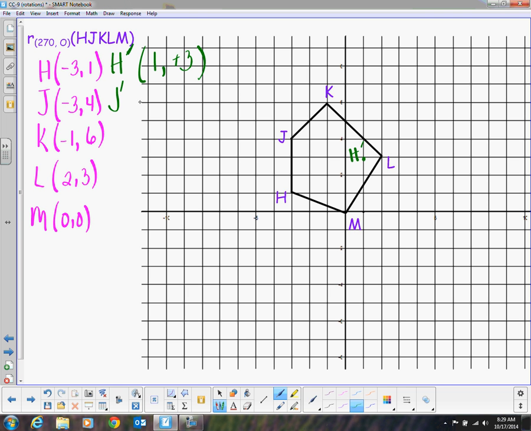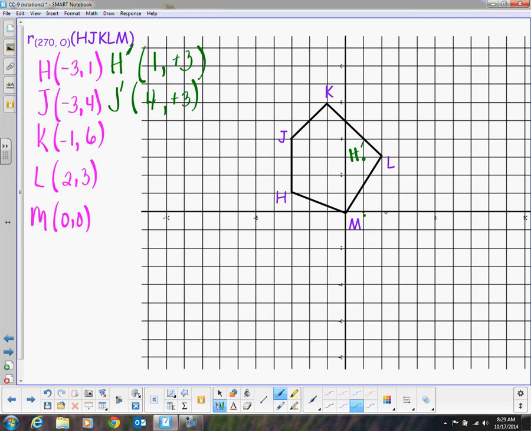You did that wrong. You did it from N, not H. Oh, no, from the origin, we plot the ordered pair 1, 3. My bad. Okay? So now, J, to do 270, you flip them, you switch them, and you take the opposite of which one? The Y, the second one.